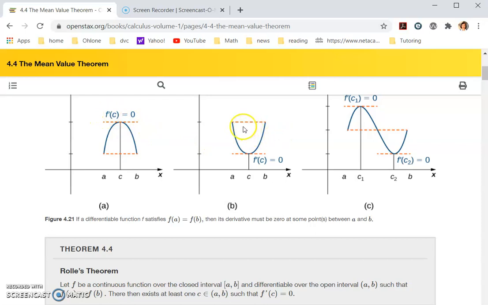The other case would be if you have the two endpoints equal to k, the same number, and then there is a value that is lower than this k. Then again there is a local minimum, and this local minimum must turn, so f'(c) is equal to 0. The third case would be if you have both a maximum and a minimum, and in that case you would have more than one c such that f'(c) is equal to 0.